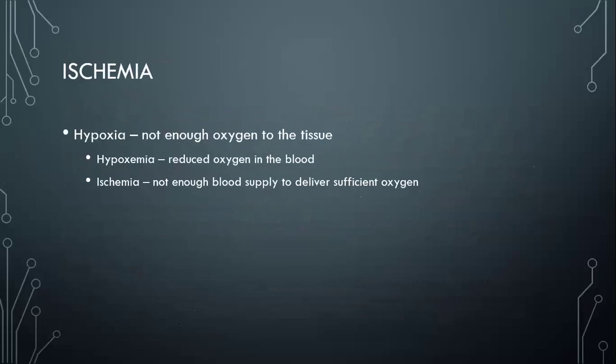All right, so moving on. Just for general definition purposes, we're talking about ischemia, and ischemia goes under the big term of hypoxia. It means you're not getting enough oxygen to the tissue. Ischemia refers specifically to a problem with not enough blood supply to get the oxygen there, as opposed to hypoxemia, which means there's not enough oxygen in the blood.